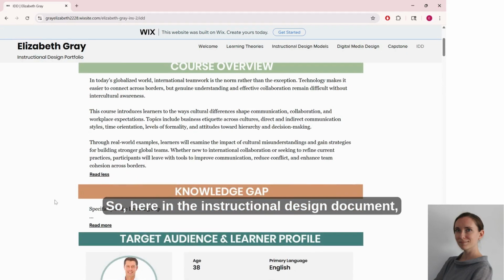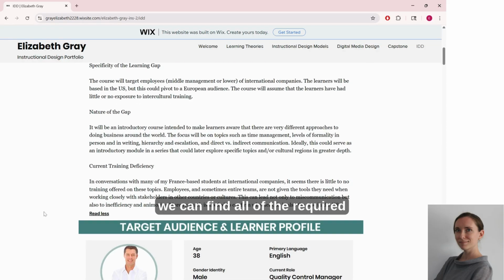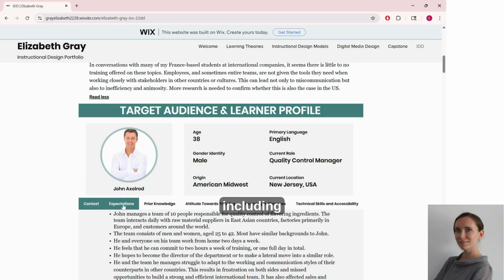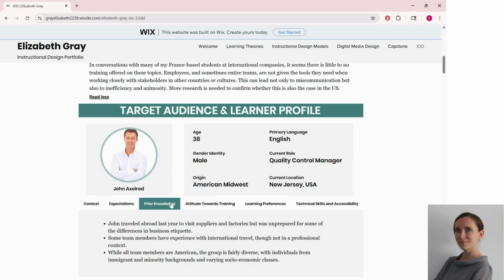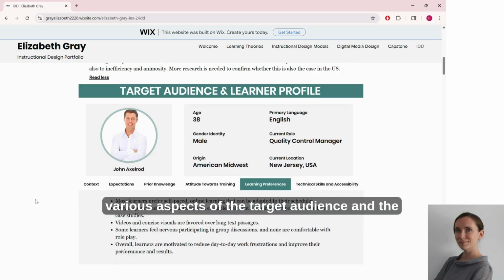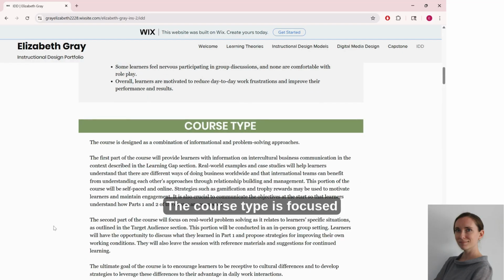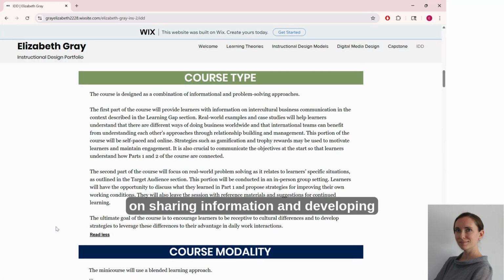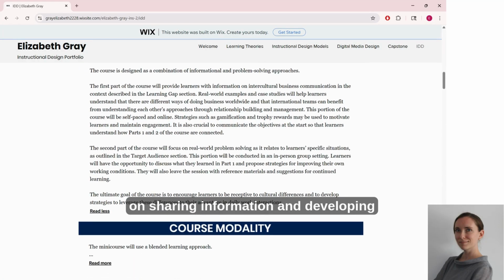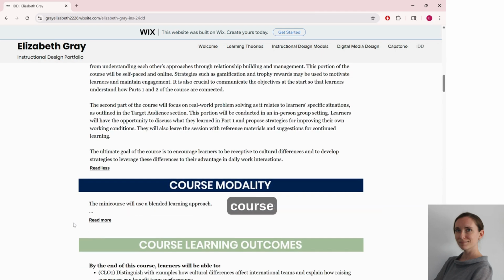So here in the instructional design document, we can find all of the required details, including various aspects of the target audience and the learning gaps. The course type is focused on sharing information and developing problem-solving strategies that can be applied immediately in real-world situations.